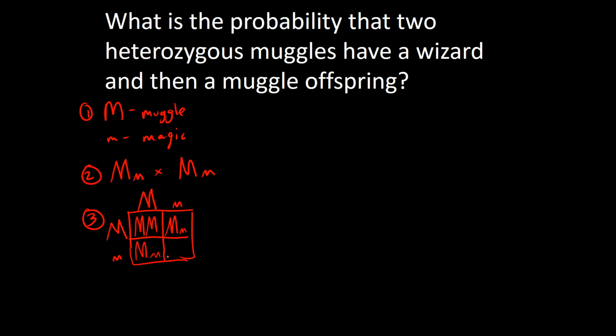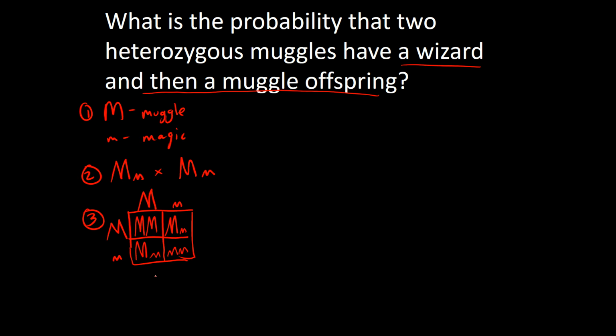And then you could have these two lowercases come together. One right there, one right there. Okay, so this is going to give us a bunch of different options. There's actually 3 different things that we see here. Different genotypes, right? Different combinations. So here's our question. What's the probability that 2 heterozygous muggles have a wizard and then a muggle? So we're saying they're going to have 2 kids. And so what's the probability that first is a wizard and then the second is a muggle?